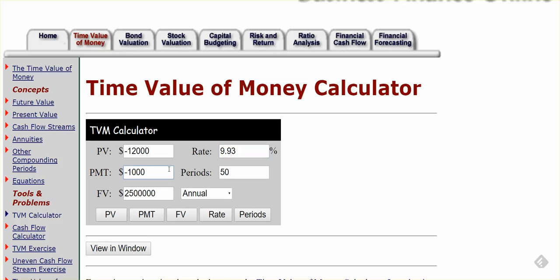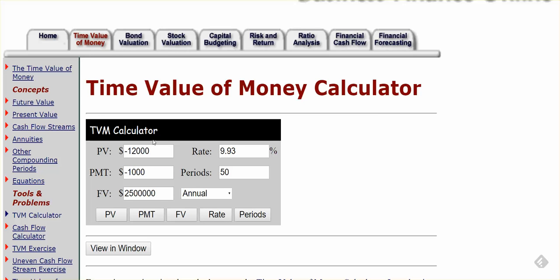But notice if I made the 1,000 positive and the 12,000 negative and the 2.5 million positive and I solve for rate, it gives me a completely different answer. This, the way I've set it up right here, isn't reflecting what's truly happening. So you've got to make the cash flows that are going the same direction the same sign.